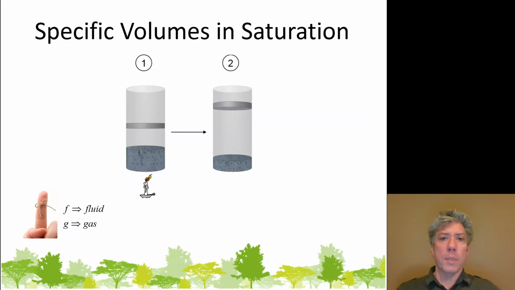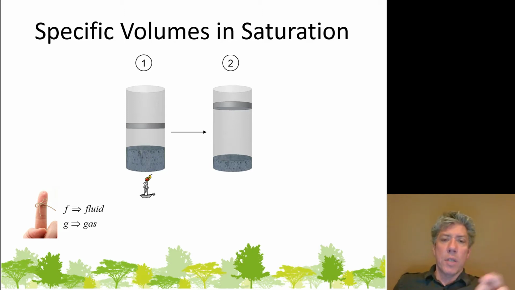So now let's talk about specific volumes in saturation. Let's study that a little bit further. Now, there's a memory trick that you need to know. If you go back to your saturated tables, you may have noticed that there are a bunch of properties, right? There's V sub F and V sub G. Those are the specific volumes of saturated liquid and the specific volumes of saturated vapor.